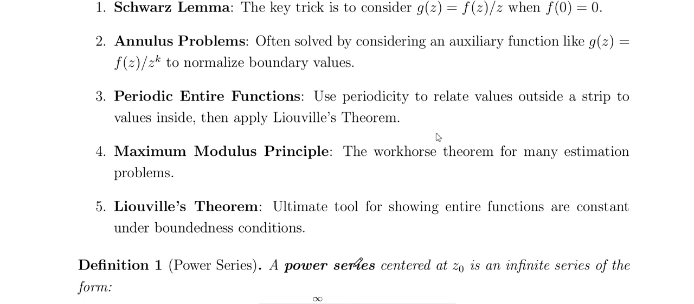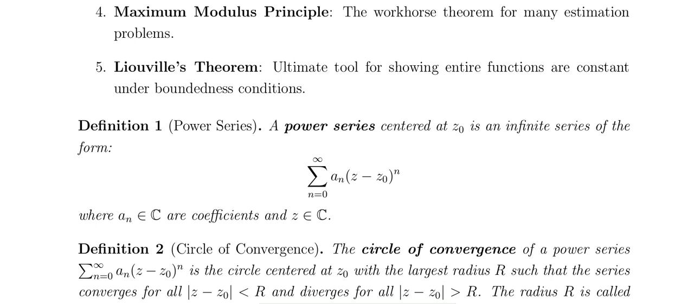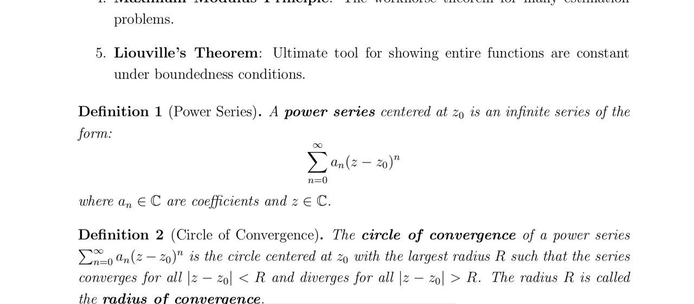So this is the conclusion for the Schwarz lemma. For the Schwarz lemma trick, g(z) = f(z)/z, with f(0) equal to 0, and when f(0) equals 0, the problem ends, that is g(z) = f(z)/z^k, and a periodic entire function, that is periodic, related to the outside of the strip, values inside, then apply Liouville's theorem. Maximum modulus means the estimation of the problem, and Liouville's theorem says that entire functions are constant under the bounded condition.